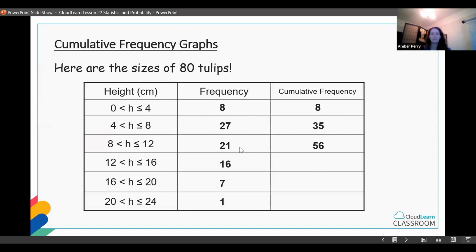8 plus 27 plus 21 is 56. And then we can add on this 16 and we get 72. Add on this 7 and we get 79. And add on this 1 and we get 80.